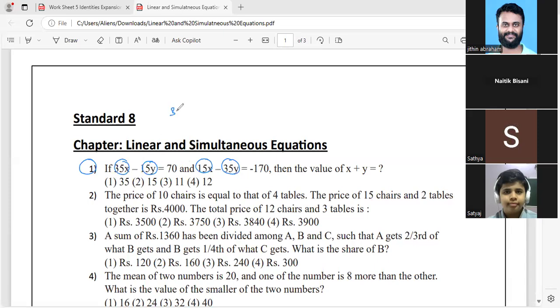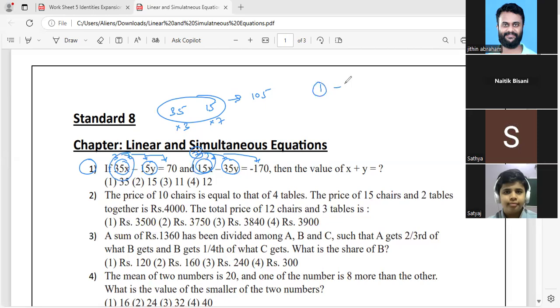Just in case I'm going to go for 35 and 15, the LCM for them is 105. So in order to make 15 into 105, I'll have to multiply with 7, and in order to make 35 into 105, I'll have to multiply with 3. So this equation I'll be multiplying by 3, and this equation I'll be multiplying by 7. I'll be multiplying the whole equation, each and every term. So when I do this, the x becomes same. Over here also I'll have 105x, over here also I'll have 105x.